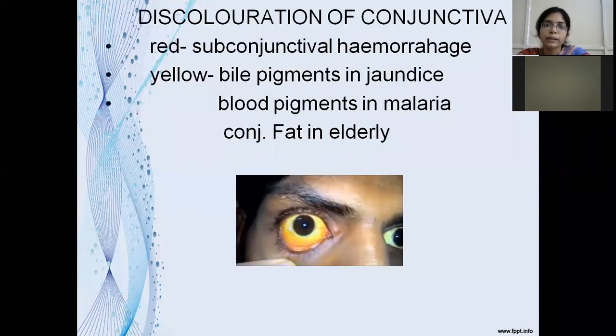Now, one more important topic is discoloration of the conjunctiva. As you can see, the conjunctiva is normally a translucent structure with the white sclera underneath. But sometimes this conjunctiva can develop certain colorations. As we have already seen, the subconjunctival hemorrhage develops a red color. Now, suppose the patient has jaundice or sometimes in malaria, then the conjunctiva will appear yellow, as you can see in the picture below.